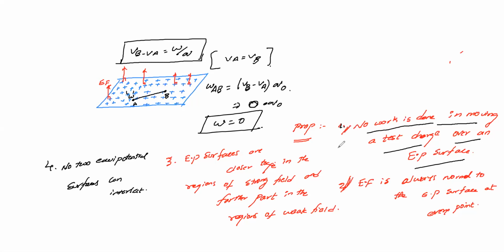First point: work done is 0. Second point: the field is normal, that is, perpendicular. Second one. Third case. Equipotential surfaces are closer together in regions of strong electric field and further apart in regions of weak field. For that, I'll take an irregular shaped conductor. For your convenience, I'll take a rhombus shape.